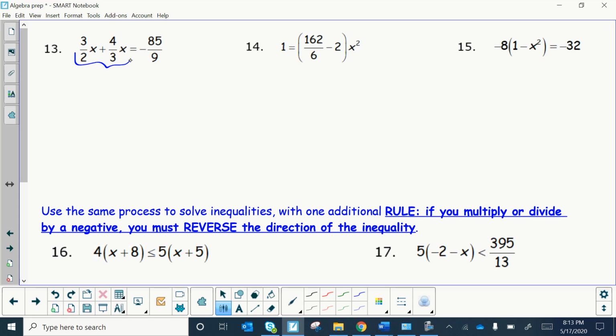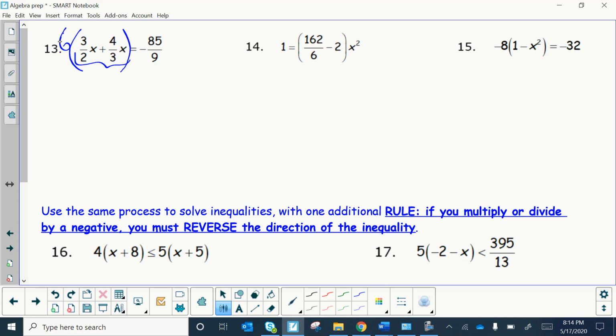Or you want to try to get rid of these denominators. And so what I like to do, and again, you can do it multiple ways. If you know a different way, you can do it your way as well, whatever's easiest for you. I like to multiply this side by 6 because I know 2 goes into 6 evenly and 3. Okay, 2 and 3 are both multiples of 6.